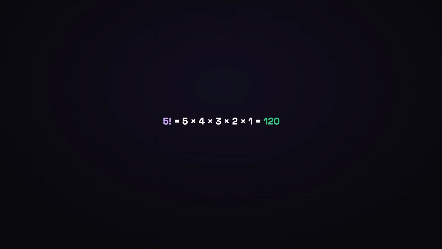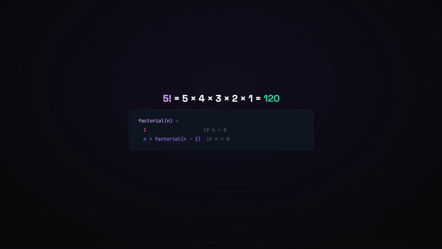5 times 4 times 3 times 2 times 1. Instead of a loop, we'll define factorial as n times factorial of n minus 1. The base case, factorial of 0 is 1. Watch the call stack build.